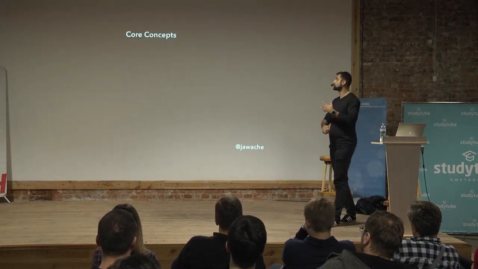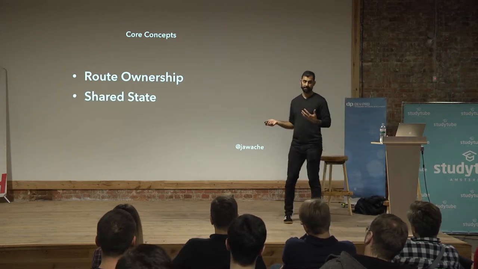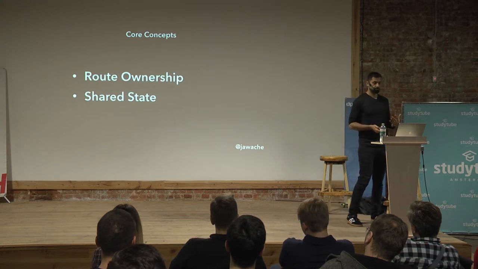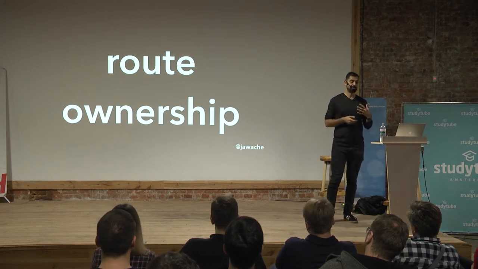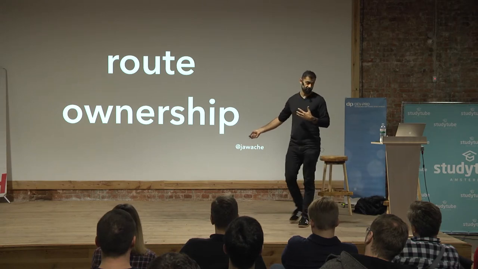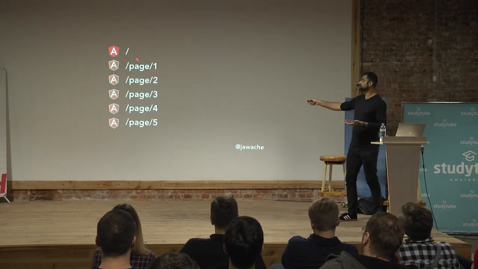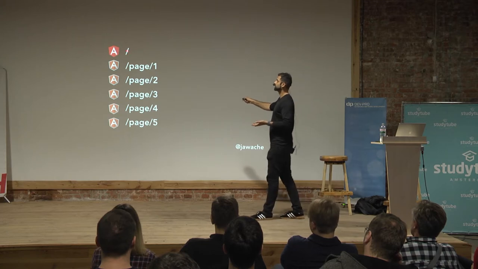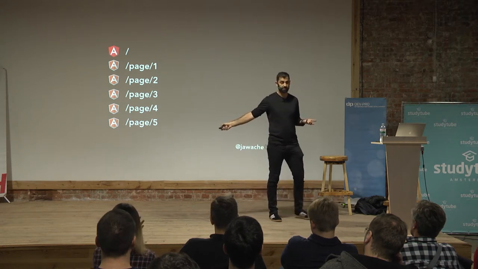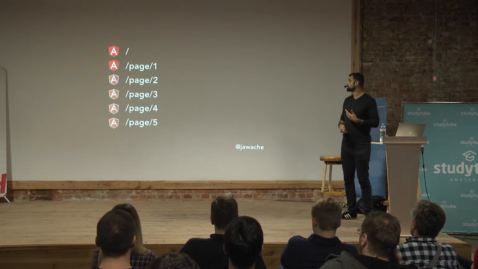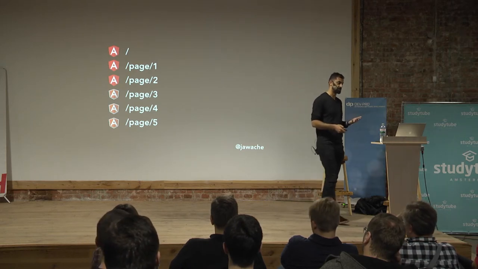Right, so there's two core concepts. There's something called root ownership and something, well, you saw an example of it, sharing state. Yeah? So let's first talk about root ownership. Some roots are going to be owned by the Angular application, and some roots are going to be owned by the AngularJS application. As you migrate your application, you move these roots from one to the other. So let me show you. At the very start, the top level, the home, is going to be owned by Angular. Everything else in your application is still your old AngularJS application, yeah? And then you just move it one root at a time, a whole page at a time, from AngularJS to Angular.